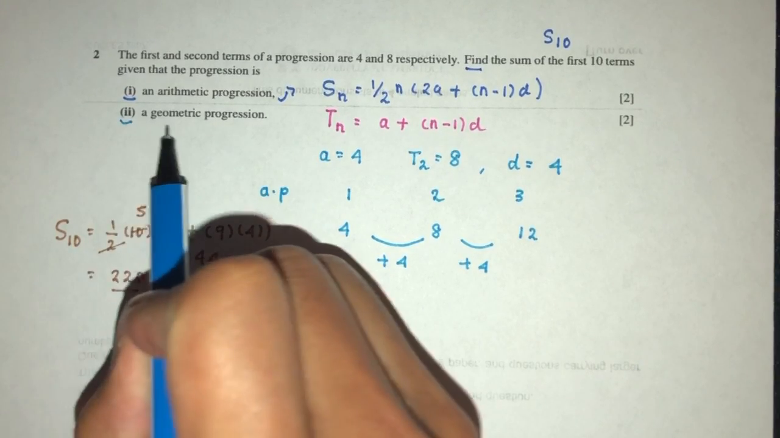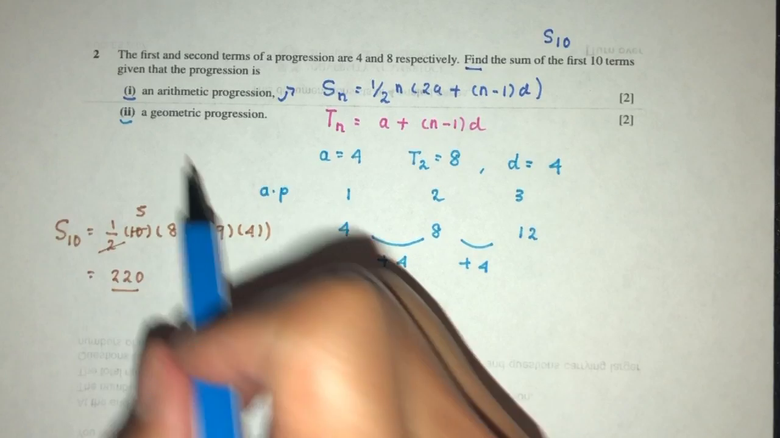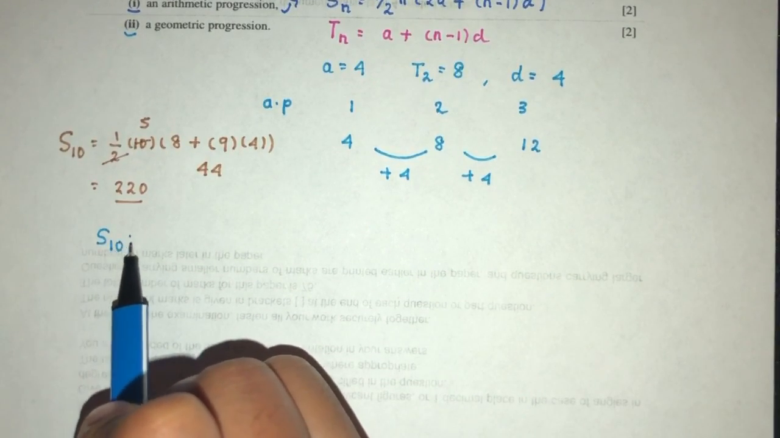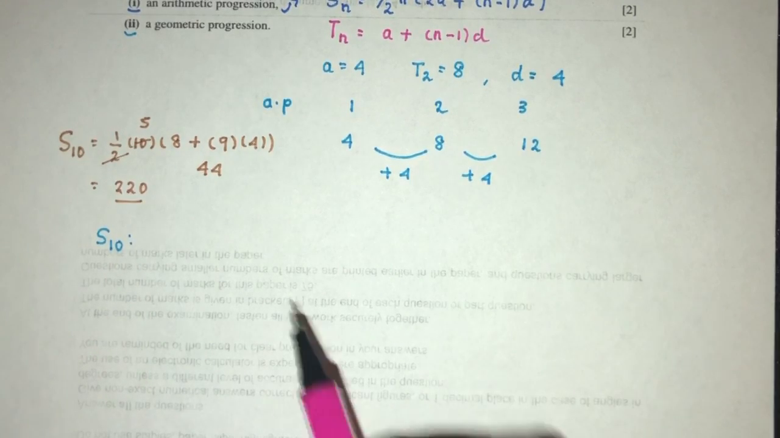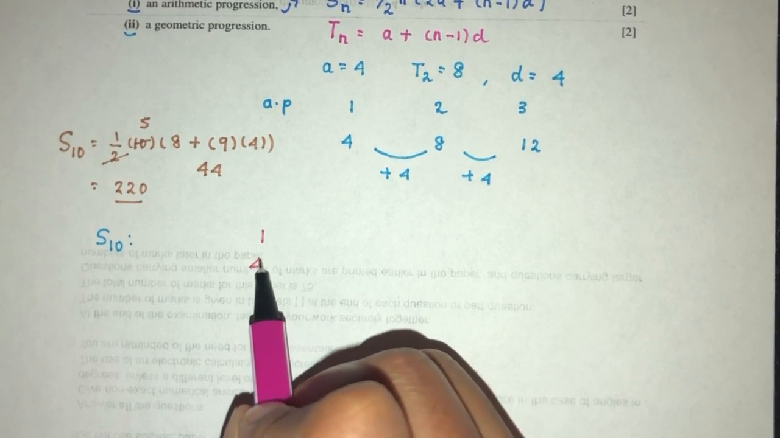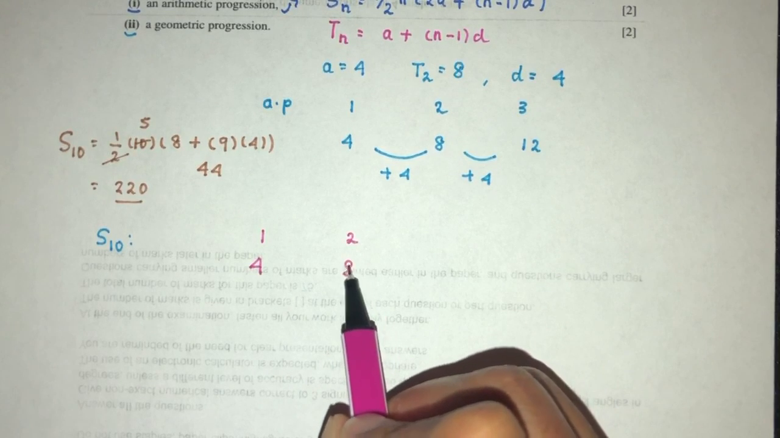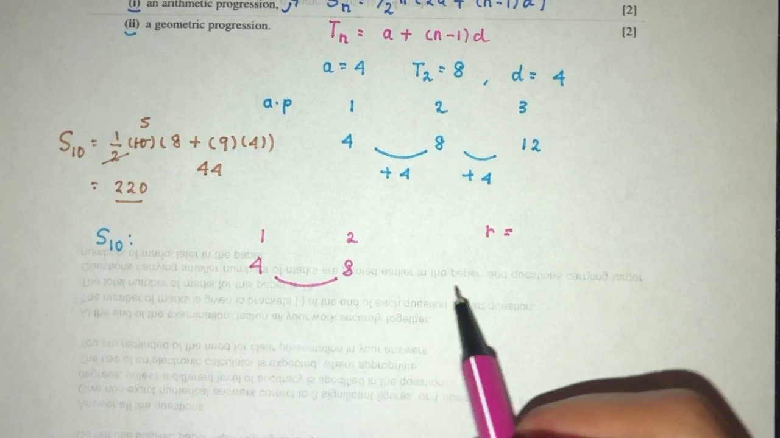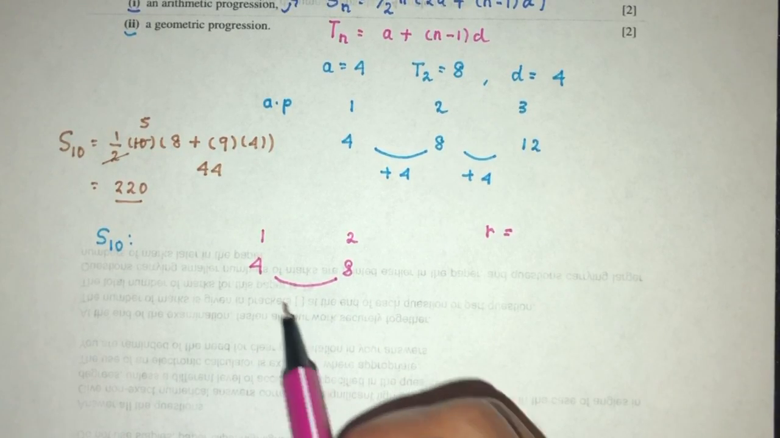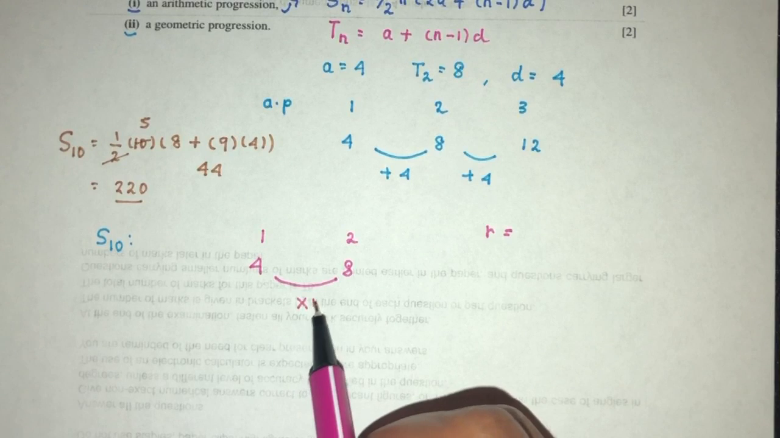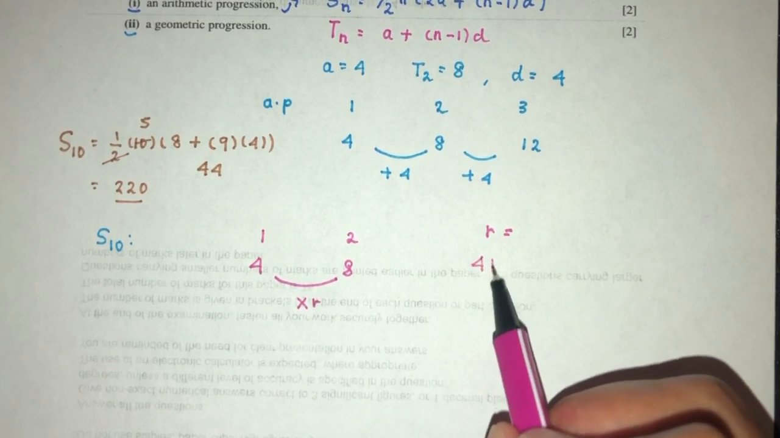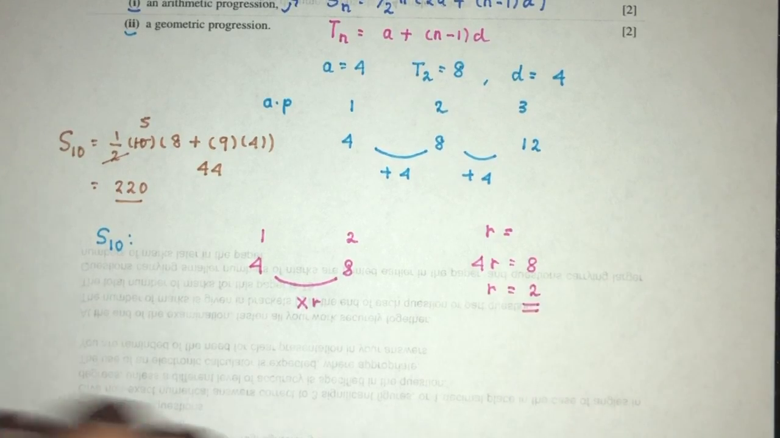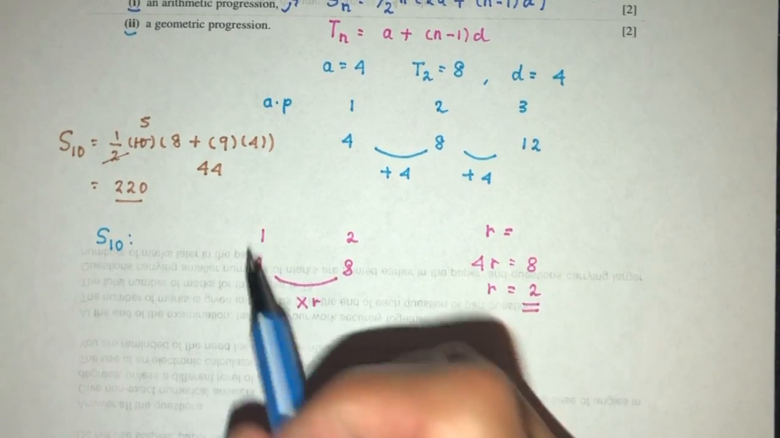Now for part 2, we have to find the same thing if it is a GP. So let's find out. Sum of the first 10 terms if it is a GP. Now we know something. For example, if my first term is 4, my second term is 8, what is my common ratio? You would see common ratio is usually found by what? So usually for a GP, if you take 4 times r should give you this term. So 4r should be 8, which means r has to be 2. Okay, so we know r, we know a. a is my first term.